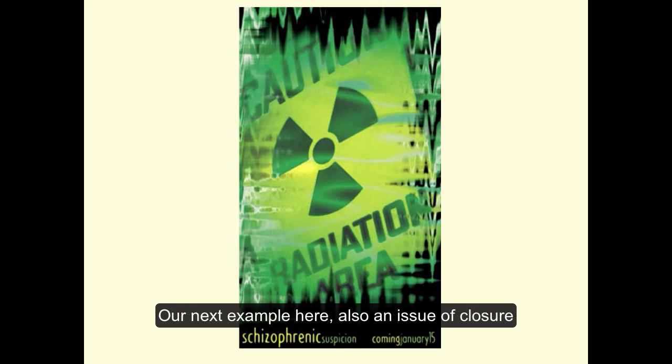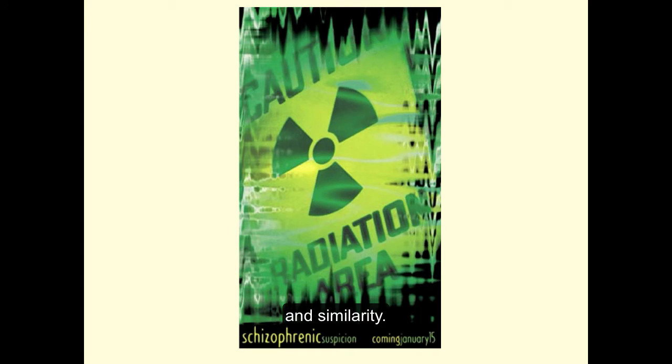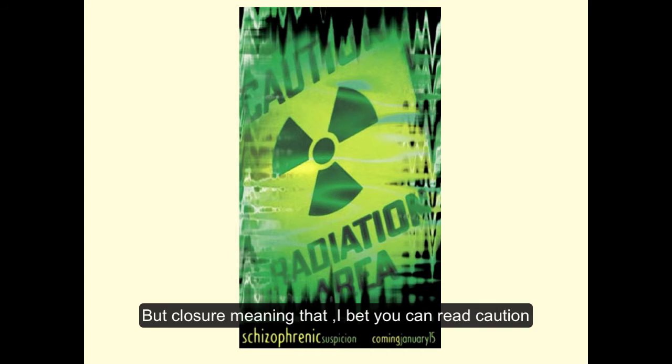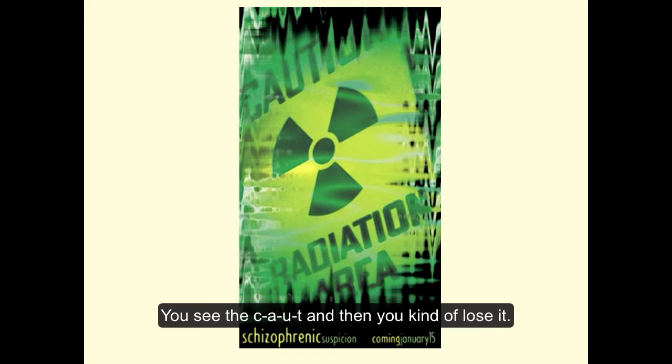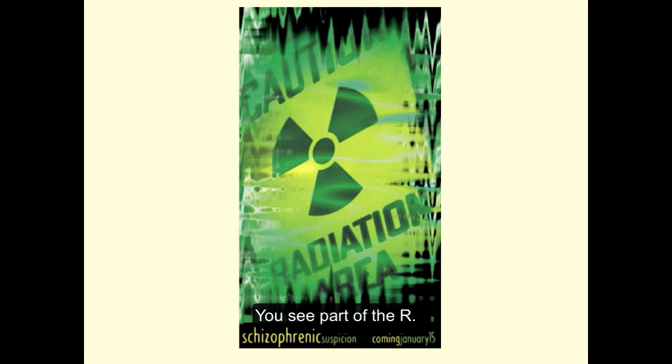Our next example here is also an issue of closure and similarity. Closure meaning that I bet you can read caution radiation area because you're using closure in the typography. You're filling in what we can't see. You see the C-A-U-T and then you kind of lose it. You see part of the R, you see the A-D-I-A-T-I-O and part of the N. And you don't see the A and the R really, but you see maybe an E and an A. So you're using closure to fill that in. You're using closure to complete it.